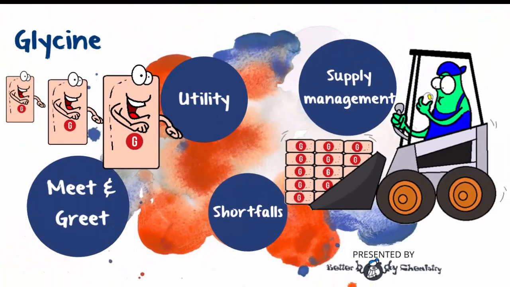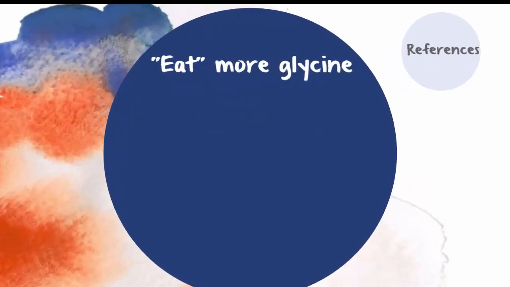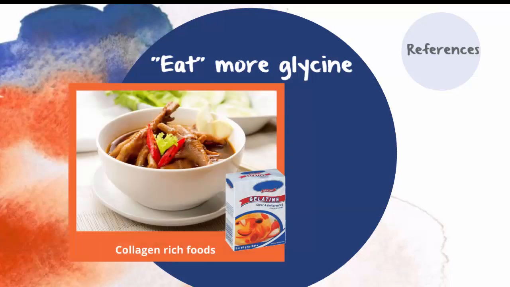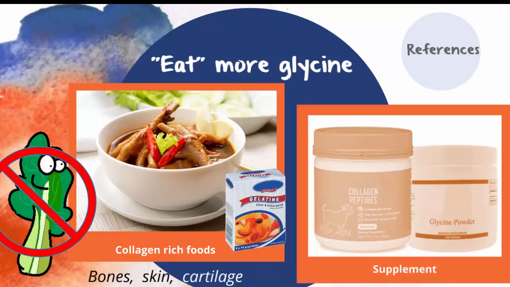So improving your glycine status will help create better body chemistry. The obvious way to do this is to eat more glycine. There are two ways to achieve this. The first and more natural approach is to eat foods that are collagen rich: bones, skin, and cartilage of animals. This is something that our ancestors did on a regular basis, but it's often absent in modern diets. Plants are not a good source of glycine. The second option would be to include a collagen or glycine supplement in your health regimen.